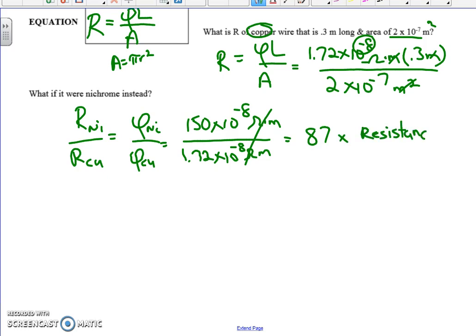Okay, so nichrome is a lot more resistive than copper, but it still has a low resistance. All right, if I take 87 times 0.026, I still get a fairly small resistance compared to other materials. All right, so that sums up the factors that affect resistance. We'll do more practice in class and show some demonstration.